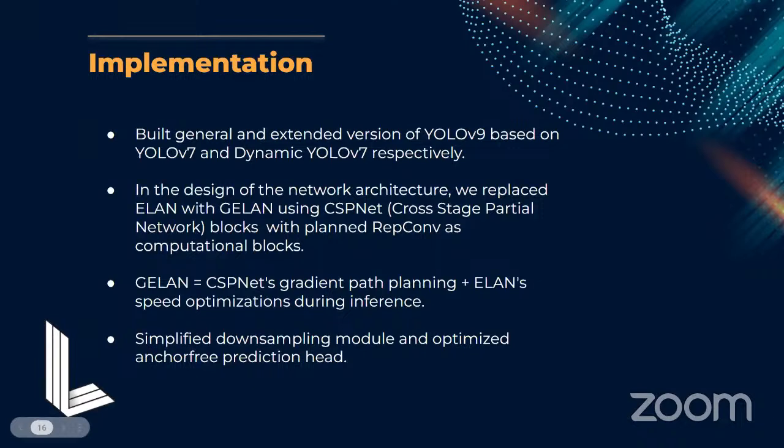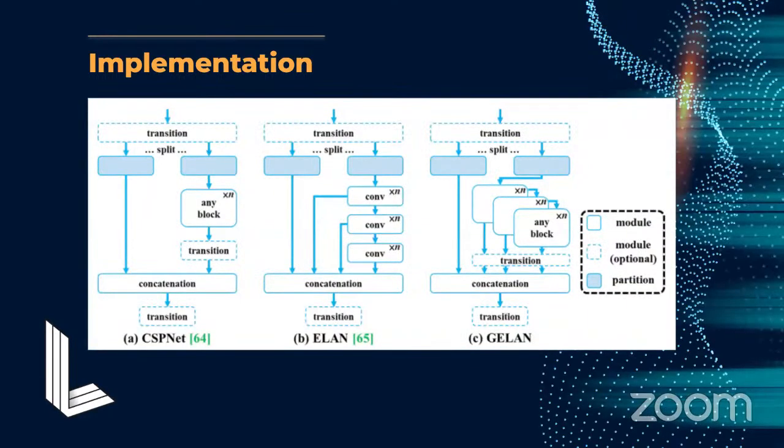And one more thing that is additionally implemented is that they simplified the downsampling model compared to the previous architectures. This is how the speed has been increased compared to other models. And like the GELAN architecture.